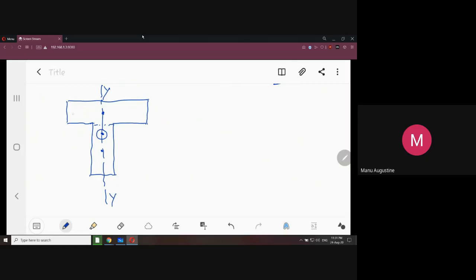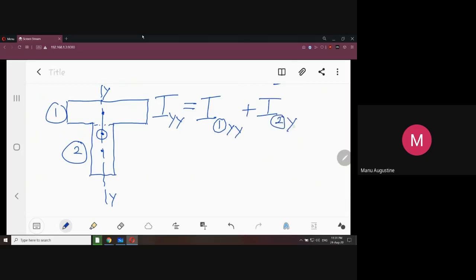So again, this is area number 1, this is area number 2, and you have to find the overall Iyy of the T section about the axis yy. Since there are two individual recognizable areas involved, you can simply say that the overall inertia can be obtained by adding the inertia of the first area about the y axis with the inertia of the second area about the same y axis.